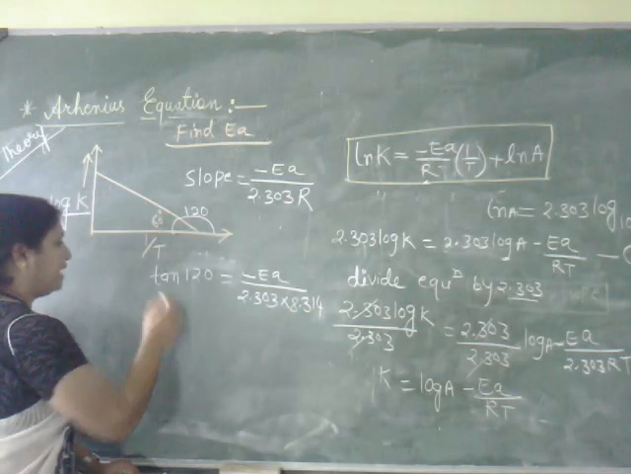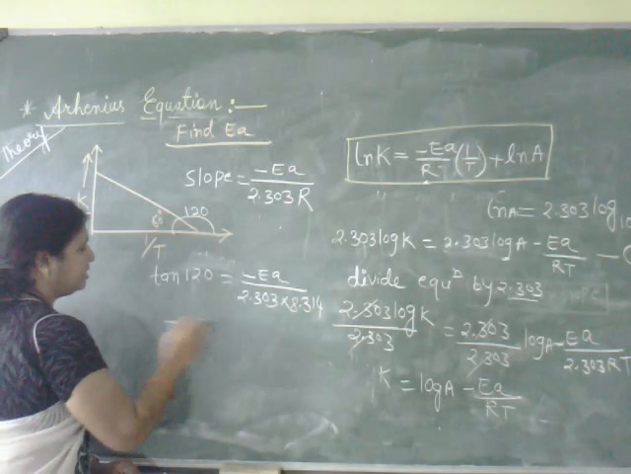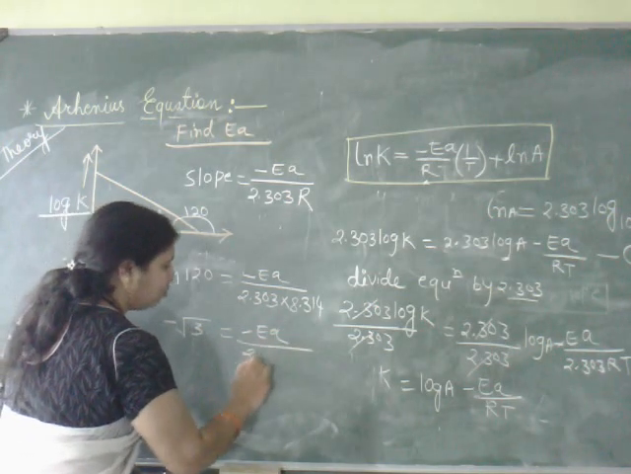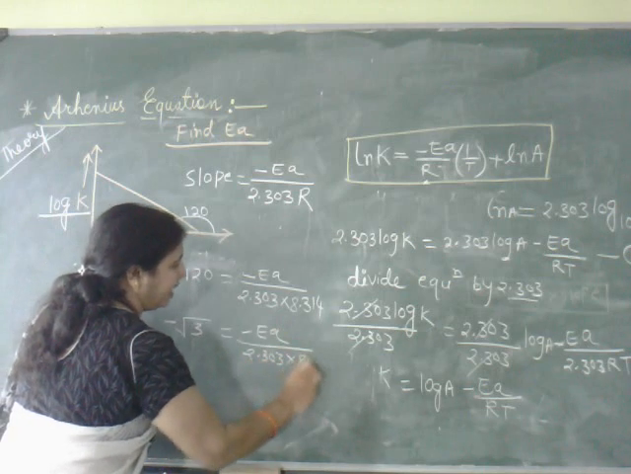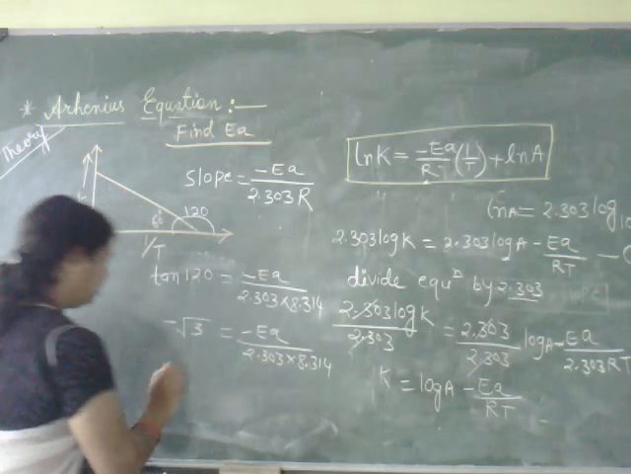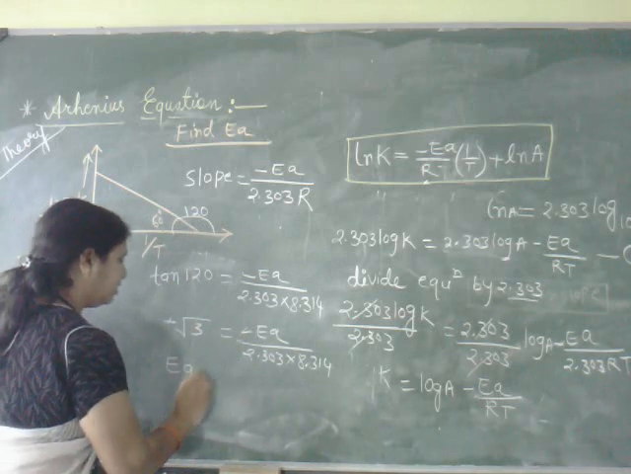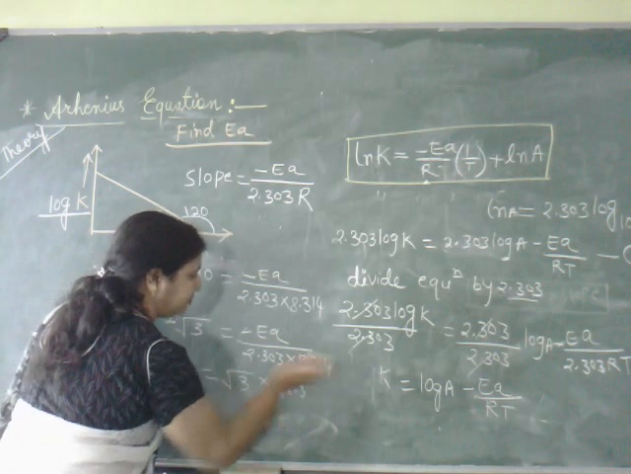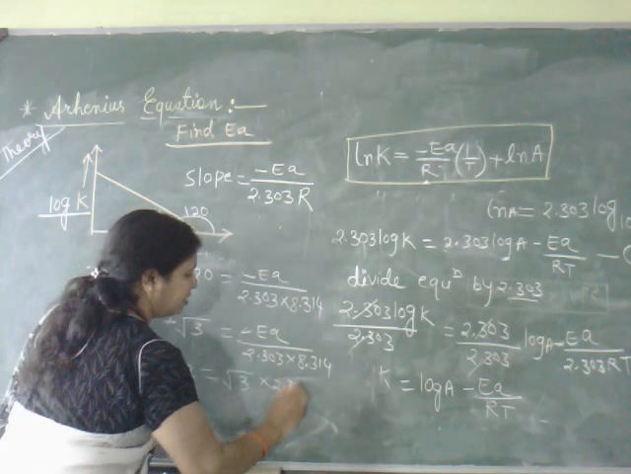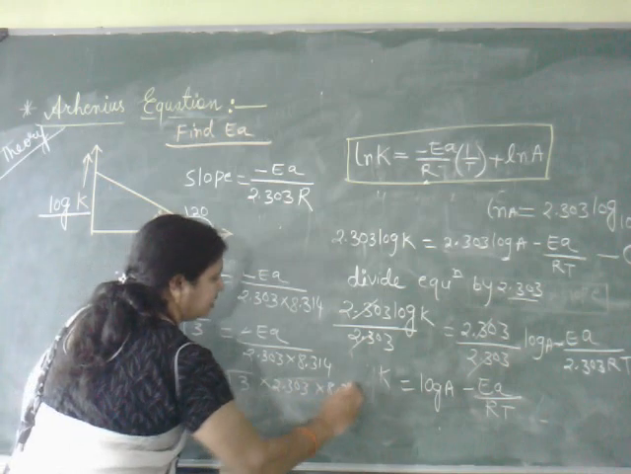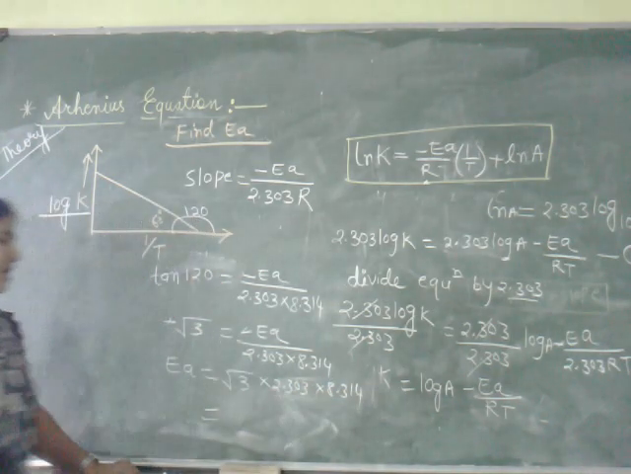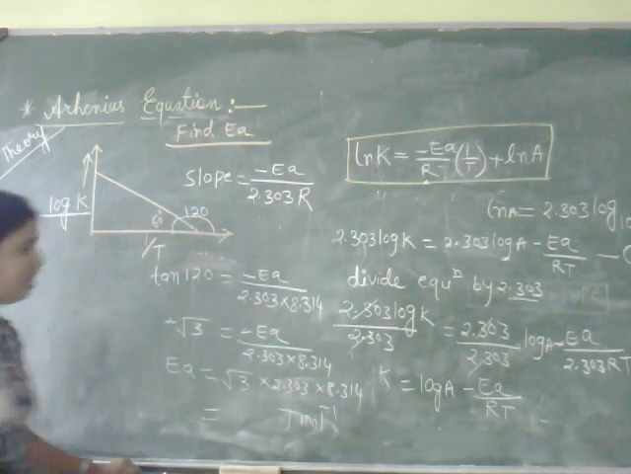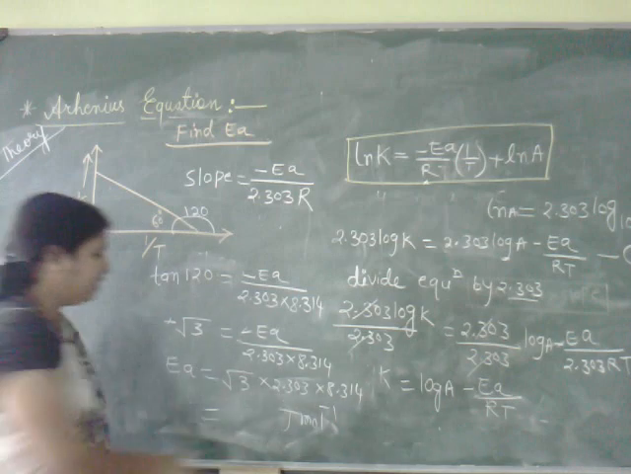8.314. So tan 120 value, how much do we have? Minus root 3 is equal to minus Ea divided by 2.303 into 8.314. So minus minus cancel. Ea is equal to root 3 into 2.303 into 8.314. Whatever value comes, it will come in joule per mole. Find out how much value it has come. That is your answer.